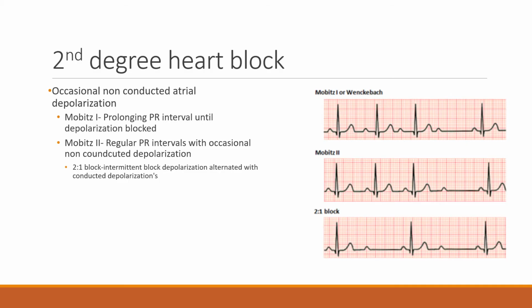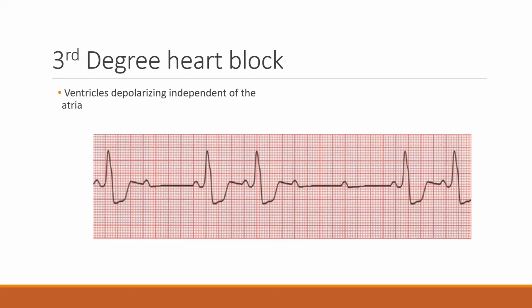Other ways to characterize these heart blocks are via how many P waves are conducted before a QRS. Here's a 2-to-1 heart block, meaning I have a P wave with a QRS, then I have a P wave without, a second P wave with a QRS, P wave without, second with a QRS, meaning for every 2 P waves, I get 1 QRS. This is a 2-to-1 heart block and is considered second degree because the QRSs are still occurring after an atrial signal to depolarize. Next, we have third-degree heart block.